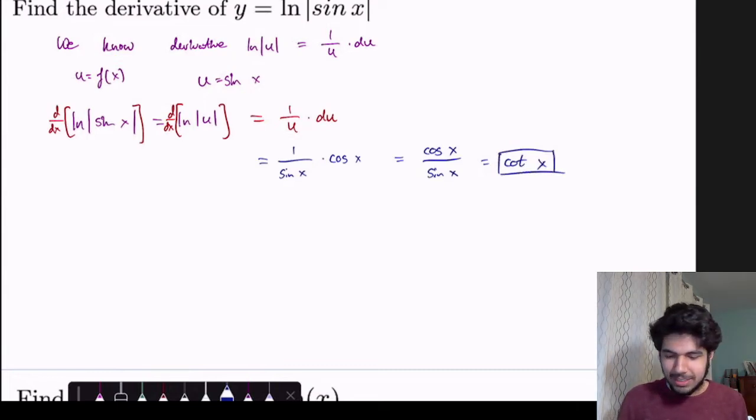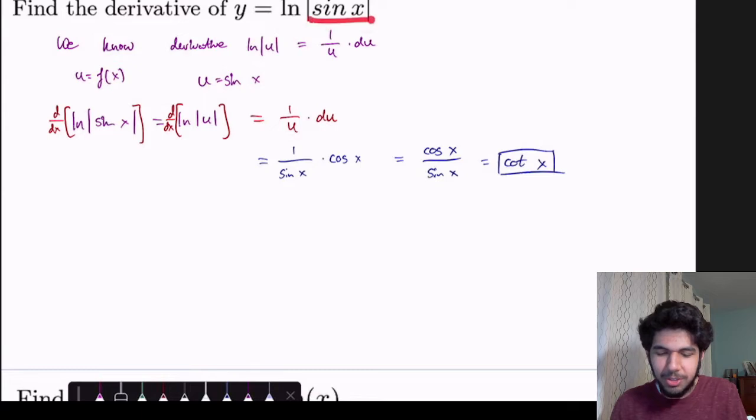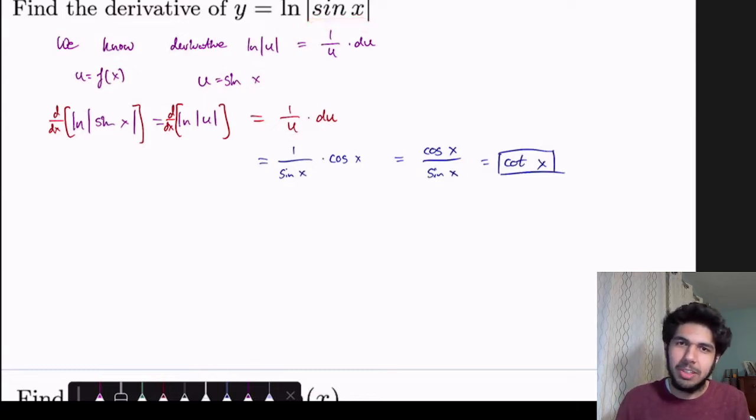So yeah, that's our first application there. So the main trick is when we see ln, we do 1 over the function and then multiply it by the derivative of that function. That's the habit we'll want to get into.